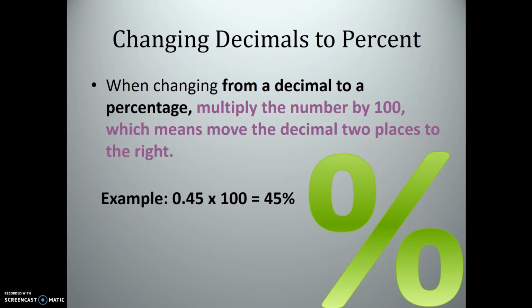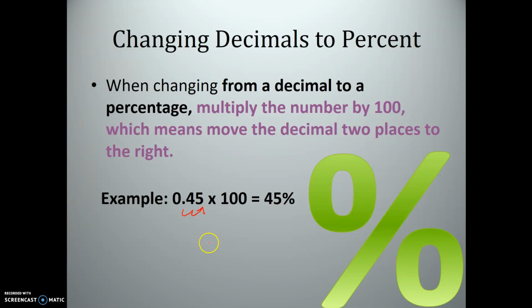Okay, now let's change from a decimal to a percent. So when changing from a decimal to a percentage, we're going to multiply the number by 100. And when we multiply a number by 100, all that means is that we are going to move the decimal 2 places to the right. For example, I have 45/100. And so when I multiply that by 100, I'm just moving the decimal place over 2 places to the right.